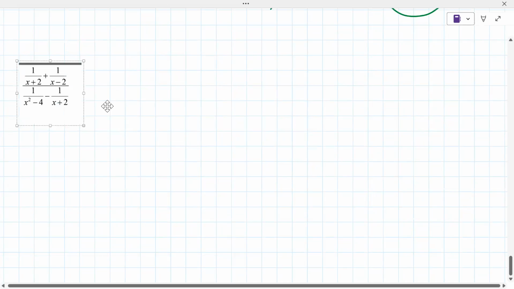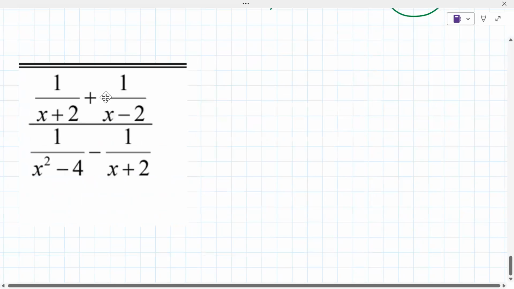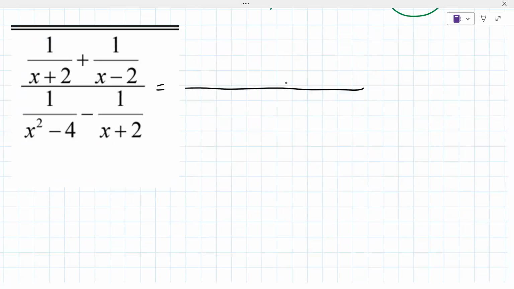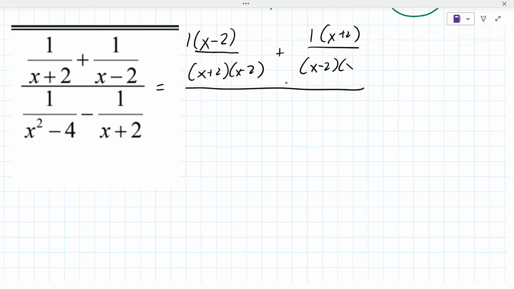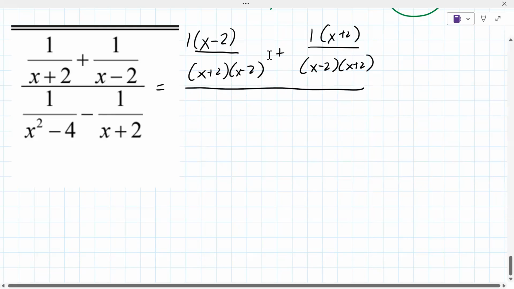So it's really like do stuff with the top, do stuff with the bottom. I tend to work these horizontally. The top becomes (x minus 2)(x plus 2) over... x minus 2 plus 1, x plus 2 over (x minus 2)(x plus 2). That's making the common denominator there. And I would just work on the top until you got it down to something simplified.